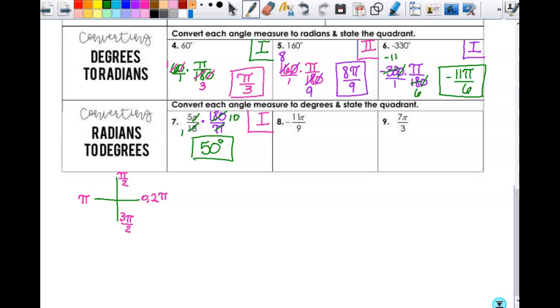All right. So then I have negative 11 pi ninths. So I know I'm going this way, right? Going clockwise. So this would be 9 pi ninths. So where's 11 pi ninths going to be? Second quadrant.